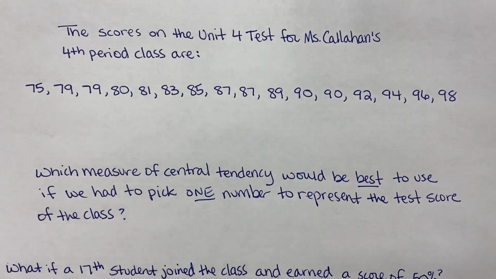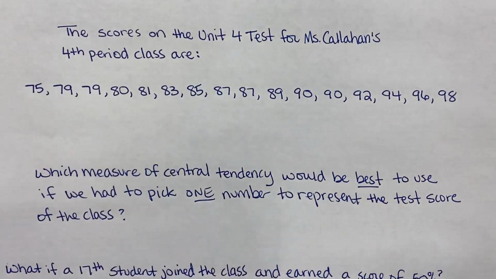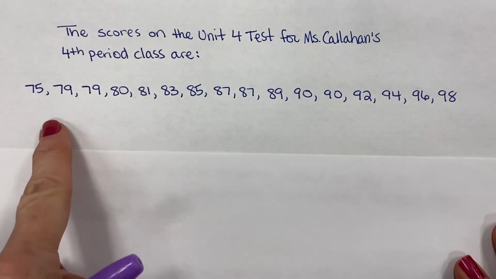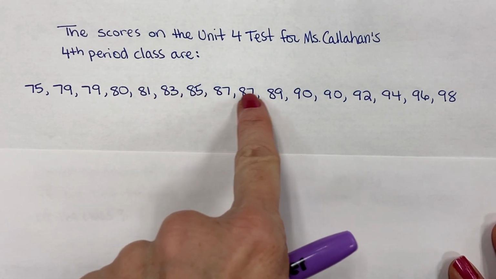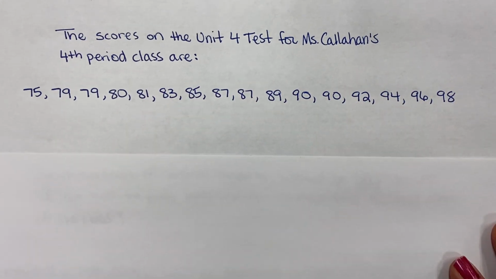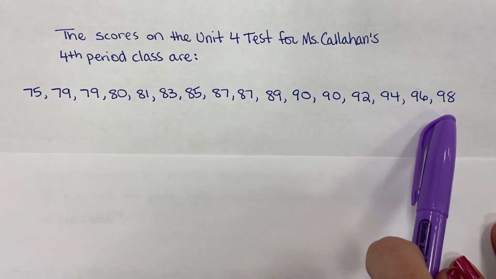Look at those scores. See how there's a nice steady rise in the scores? You have your 75, 79, 79, then you go right into some 80s, into your 90s. I'm not really seeing a crazy outlier here. I'm just really not seeing something that doesn't fit. There's a nice representation all the way from C's up until A's.